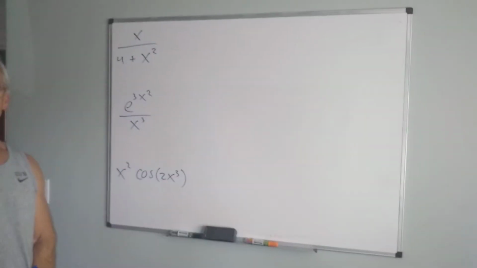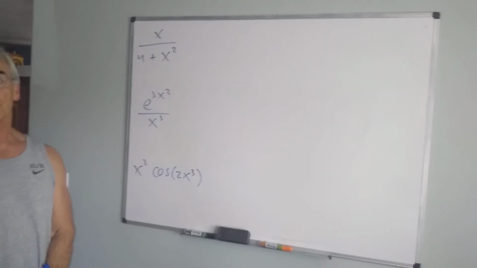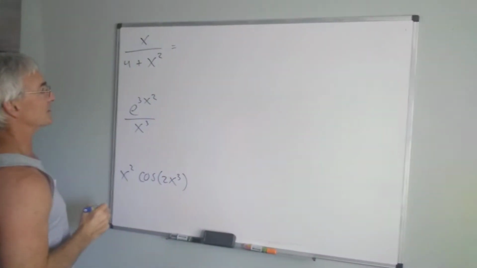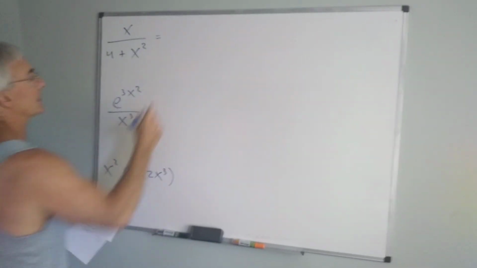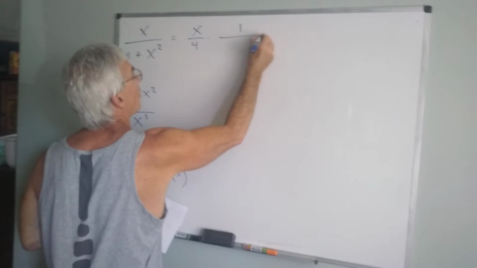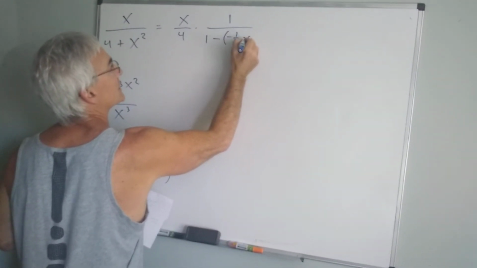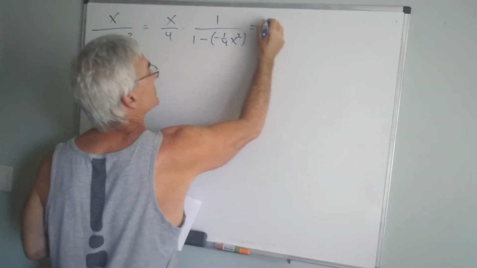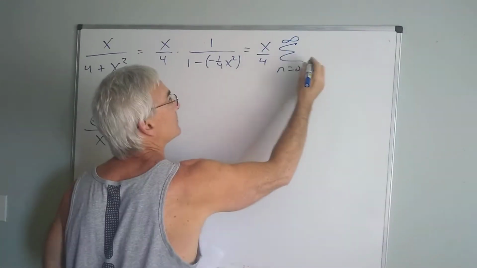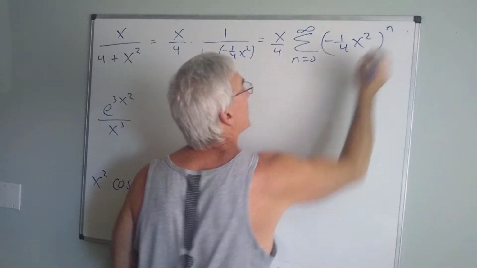Now these aren't the only power series, these are just three of the most common ones that we use. Now let's consider three power series that are just tweaks of the first ones. The first one we know has the form of the geometric series, but I have to manipulate it a little bit to make it look like it. So I'm going to write it as x over 4 times 1 over 1 minus the quantity negative a fourth x squared, which is then x over 4 times the power series from n equals 0 to infinity of negative a fourth x squared to the nth power.